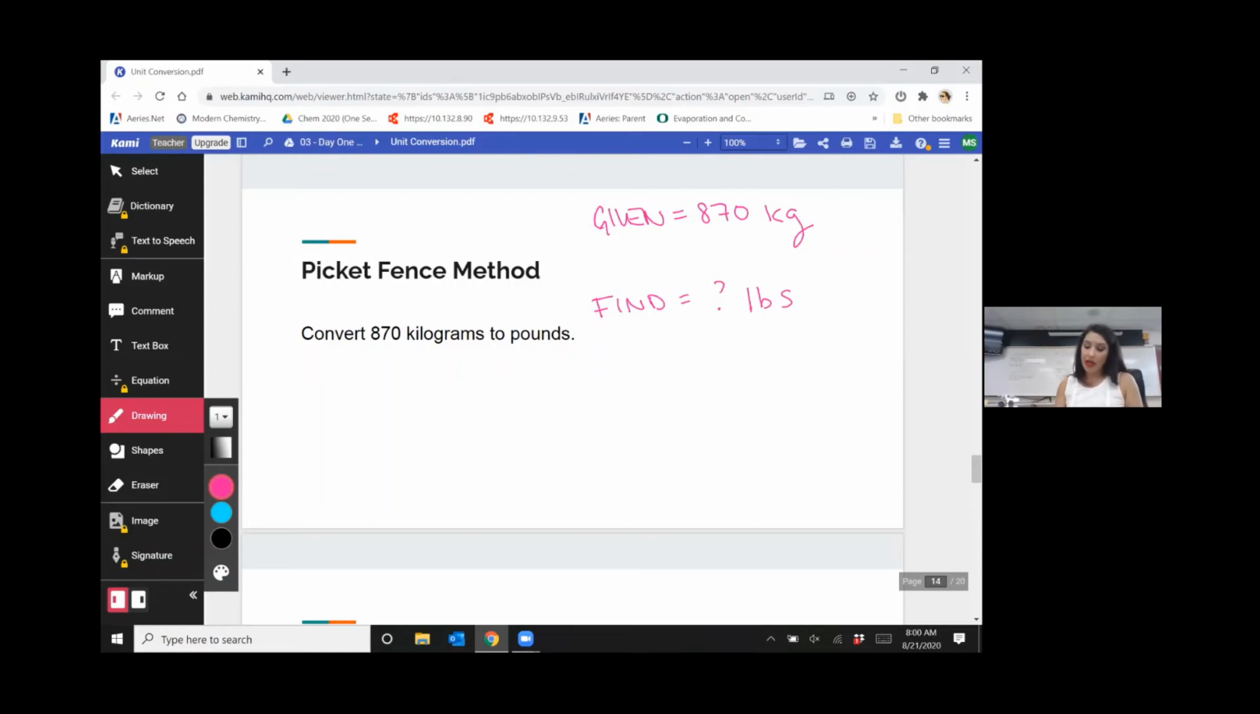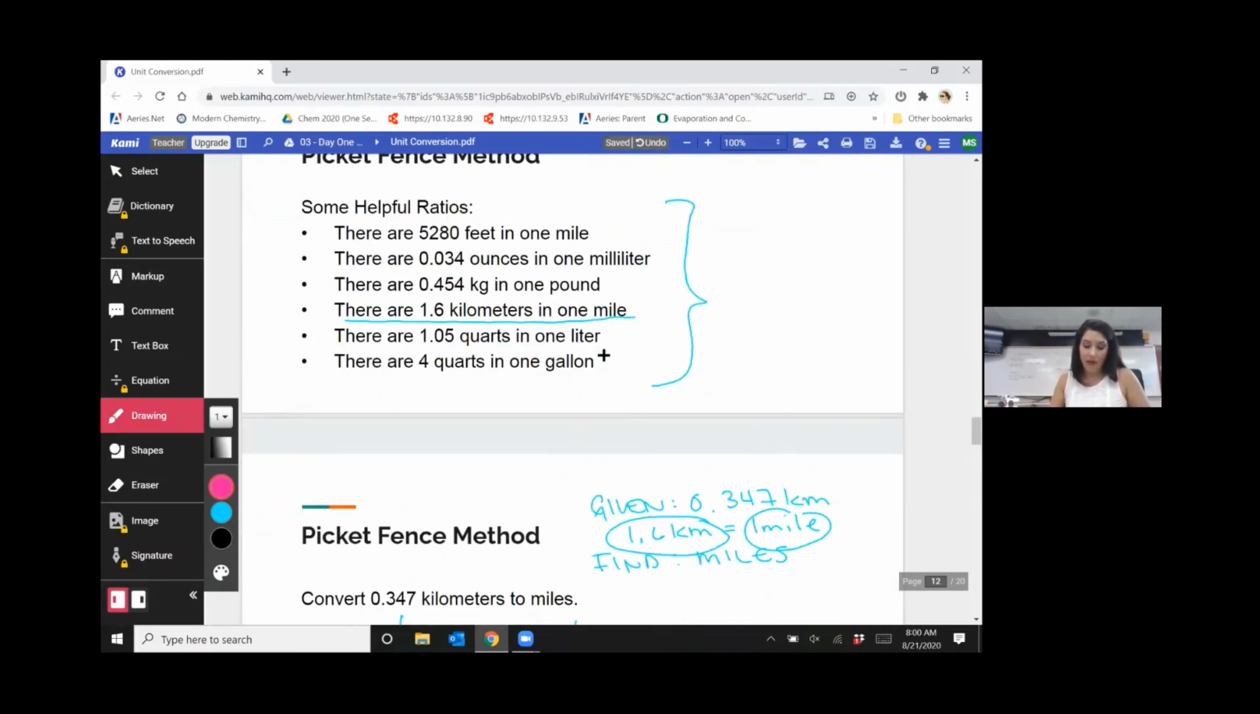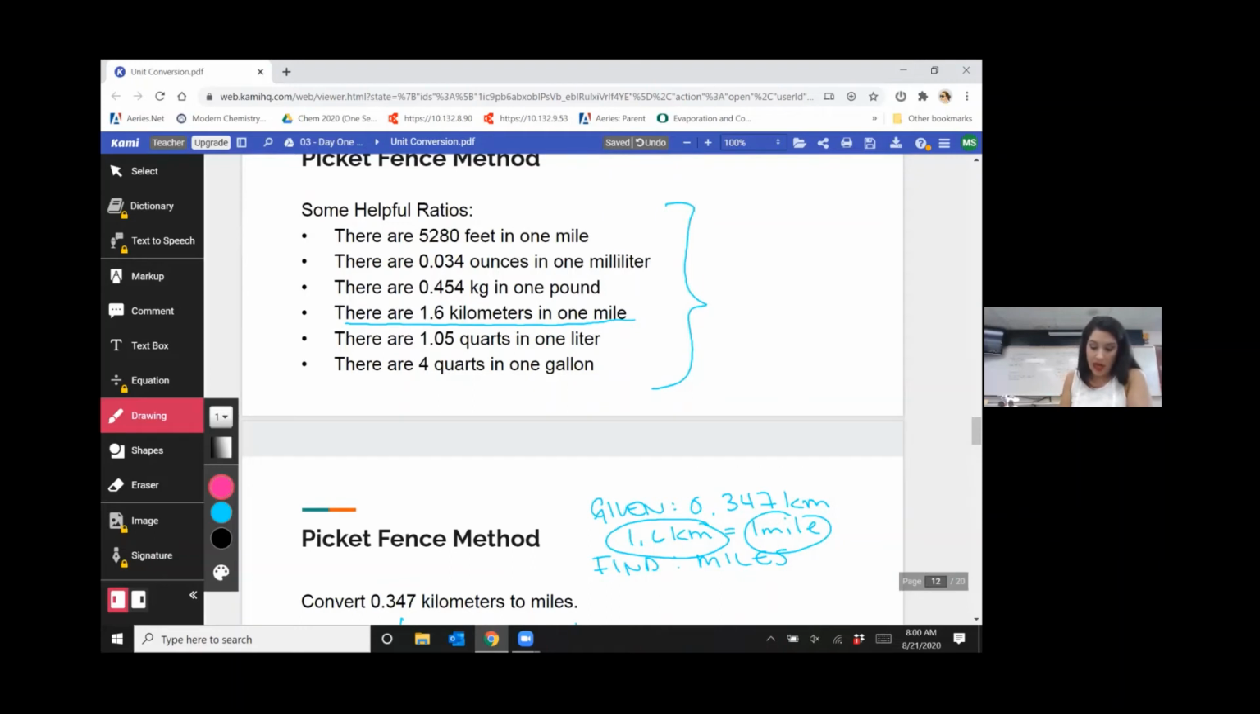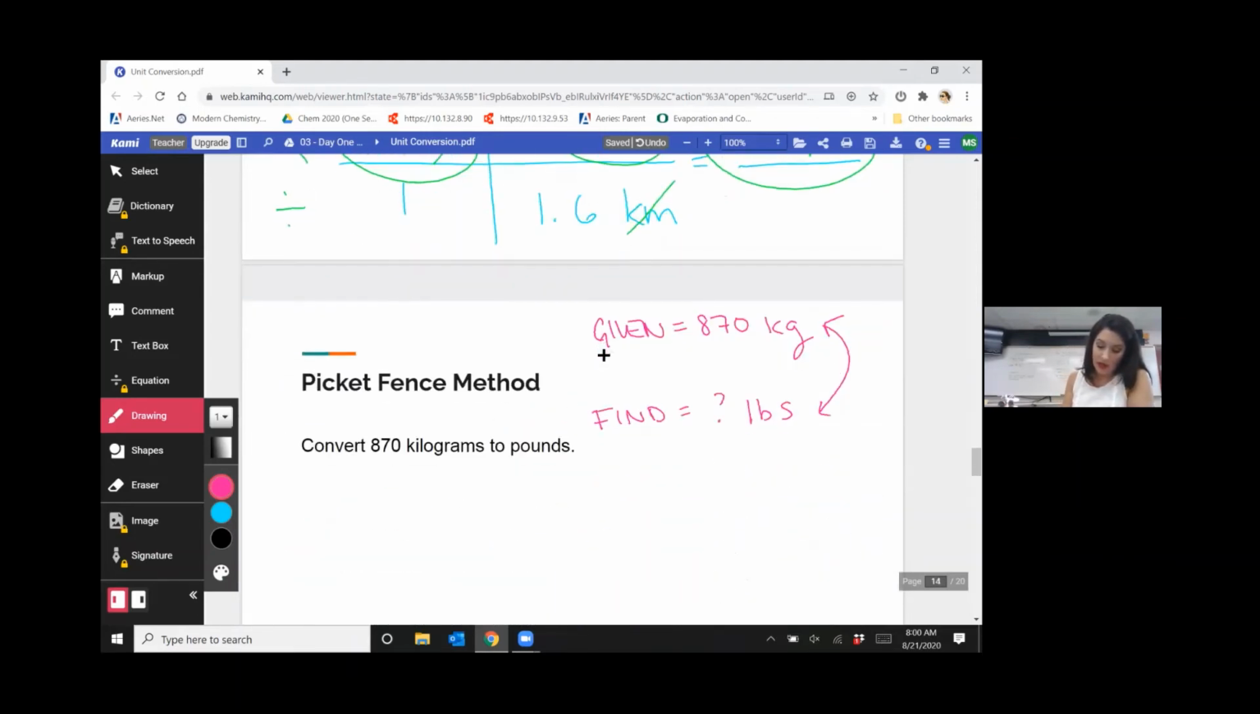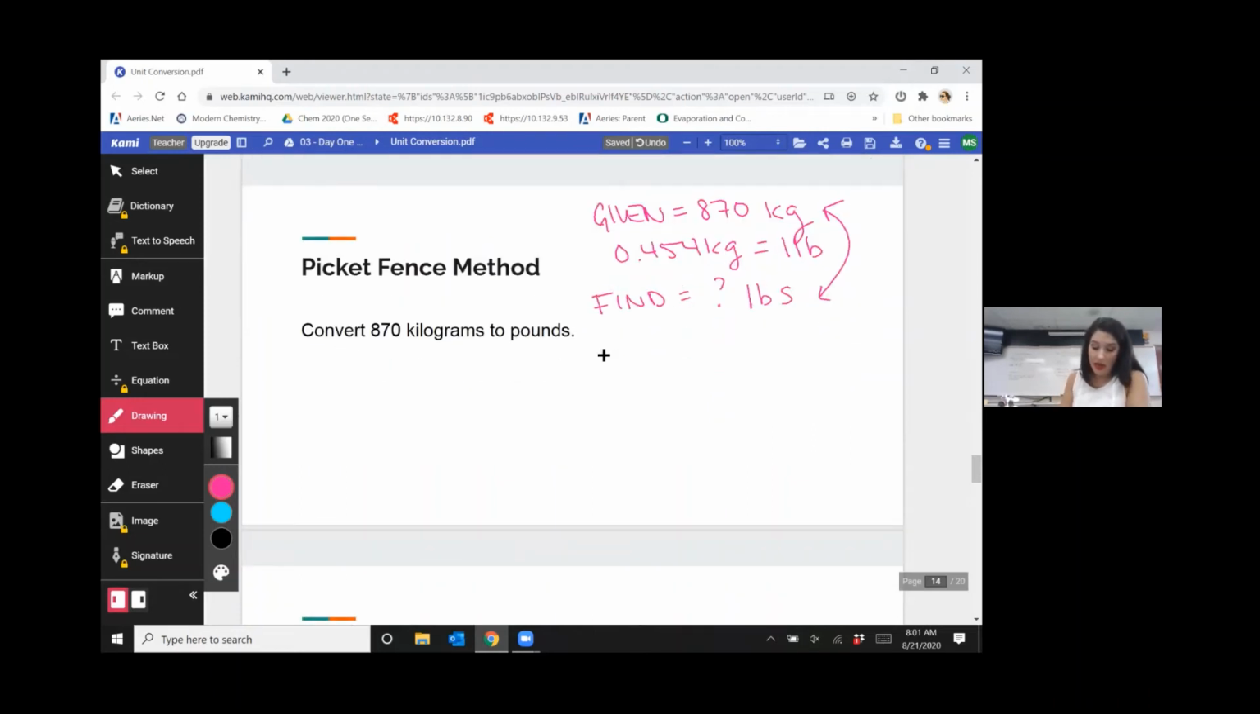So I need a ratio. I need some true statement that compares kilograms to pounds. I don't know that off the top of my head, so I'm just going to scroll up and see if I can find one here. Let's see, kilograms, pounds, kilograms, pounds. Here it is. 1 pound is equivalent to 0.454 kilograms. I'll write that down here. 1 pound. All right, setting up our picket fence, take the given quantity, always drop it up there on top, 870 kilograms. Set it over 1 so that it becomes a fraction that I can do some operations on.